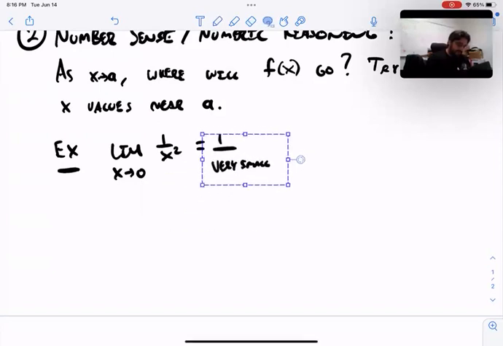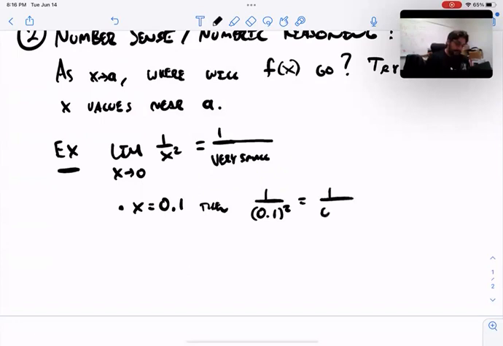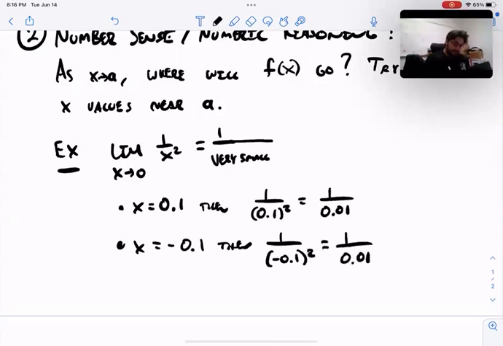Right, so this is not super formal mathematics, but it's totally valid reasoning. So I have 1 divided by some quantity that's very small. For example, if x were, say, 0.1, then 1 over 0.1 squared would be 1 over 0.01. Very small number. And like I mentioned before, it doesn't even matter here if it's a left or right-handed limit. You're squaring it, so you actually get the same value whether it's to the left or to the right. This function has even symmetry.